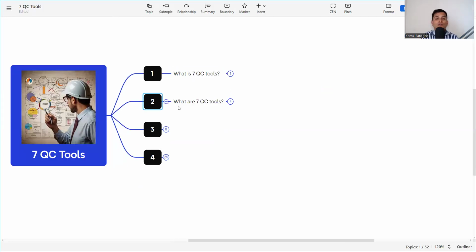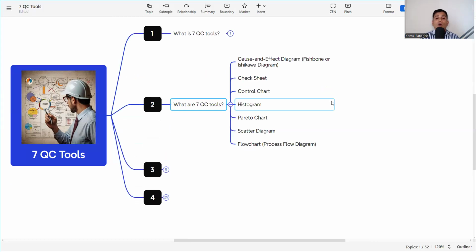Now, what are the 7QC tools that we need to know? They are the cause and effect diagram, called the Fishbone or Ishikawa diagram, then check sheets, control chart, histograms, Pareto chart or the Pareto principle, that is the 80-20 rule, scatter diagrams, and the flow chart or process flow diagram. So these are the fundamental 7 tools widely used in the industry to find out what the defect is, what the root cause is, and what the remedial action is, to redefine the process so that the end product can be as per the requirement or exceed the client's expectation. So these are the 7 tools we are using.